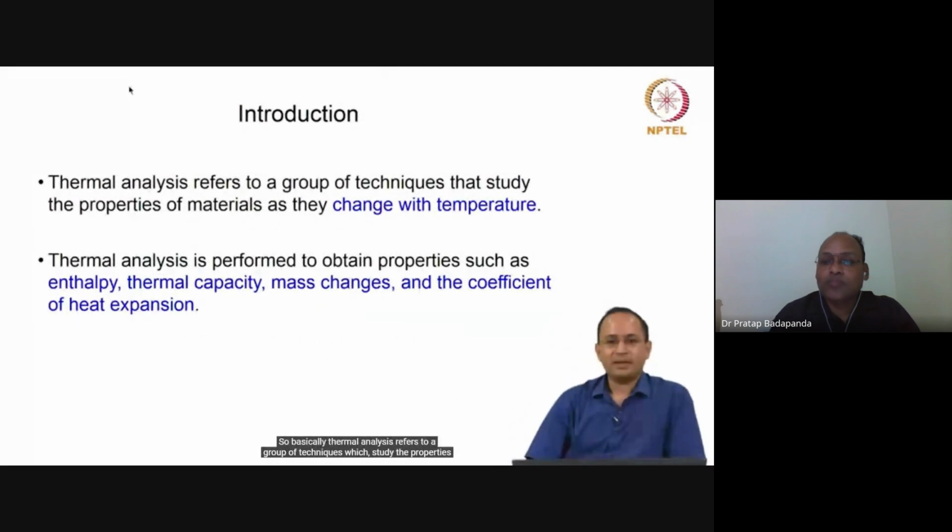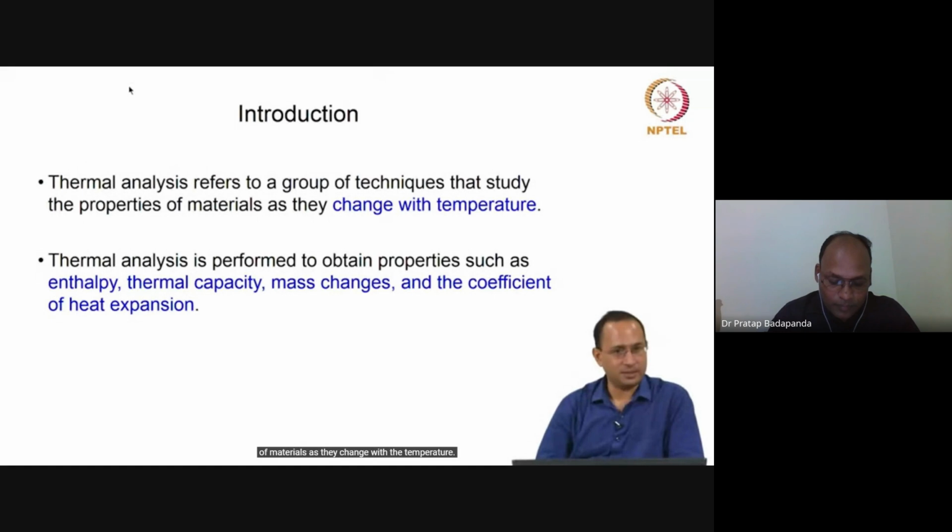Basically, thermal analysis refers to a group of techniques which study the properties of materials as they change with temperature. So, the focus is on the temperature. As you are changing the temperature, how are the properties changing? For example, any material, if you heat it up, the temperature goes up. But beyond a point, there might be a change in phase. Simple example, ice will turn into water at 0 degrees Celsius, and then that water will evaporate at 100 degrees Celsius.